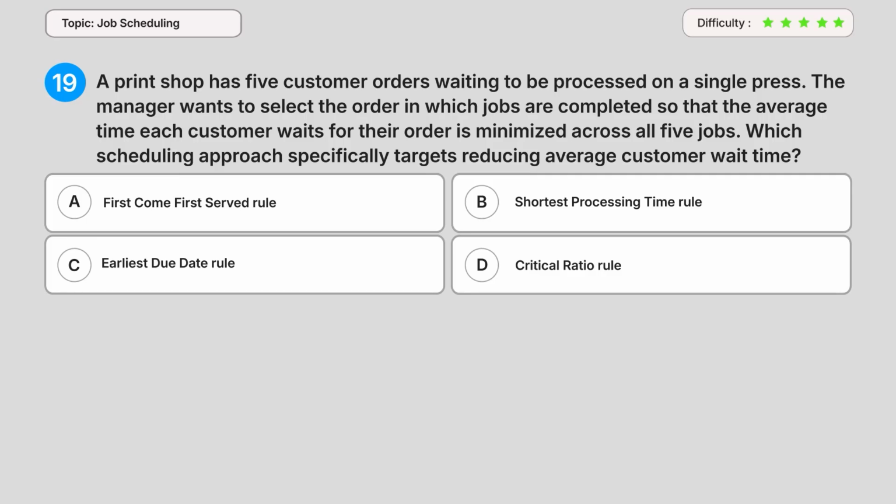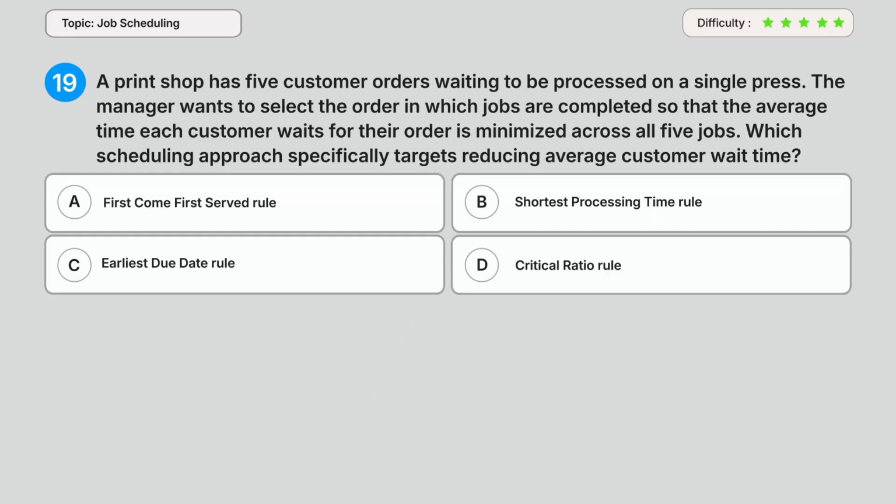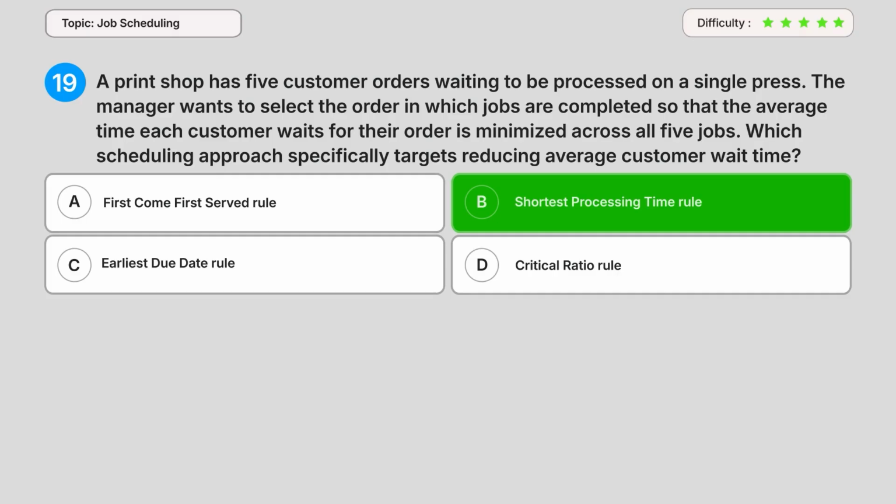A. First come, first served rule. B. Shortest processing time rule. C. Earliest due date rule. D. Critical ratio rule. What do you think is the answer? Correct answer, B. Shortest processing time rule.